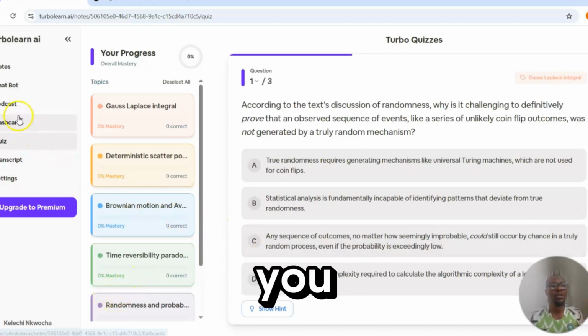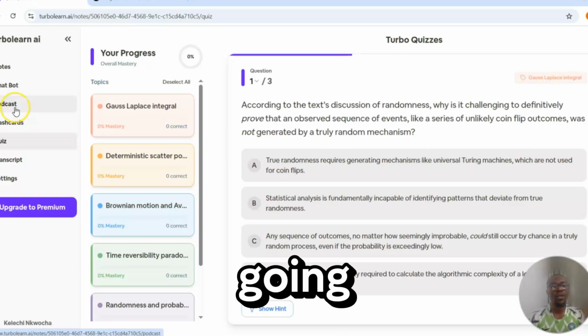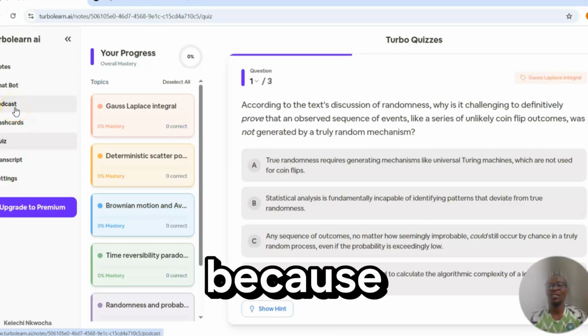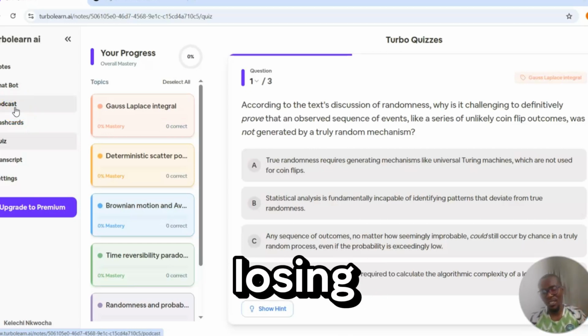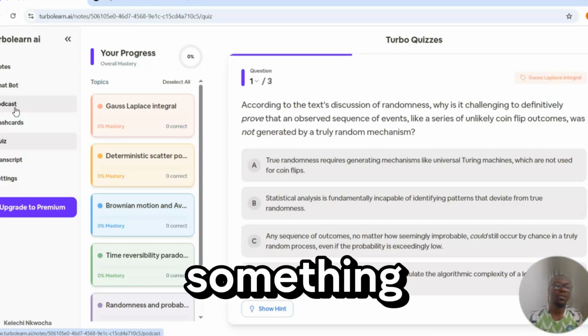Okay, so I'm just showing you the different things you can do. I'm not going to show you podcast now because already you are losing interest, because we picked something quite difficult.